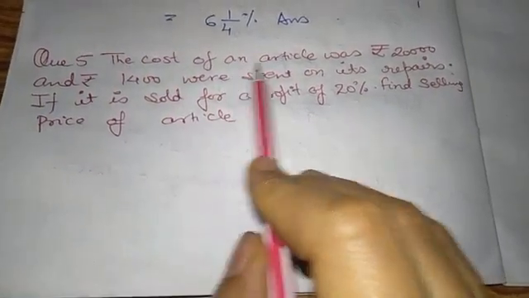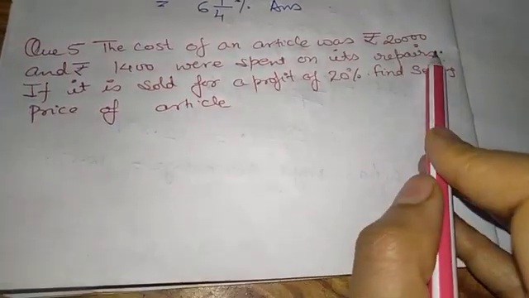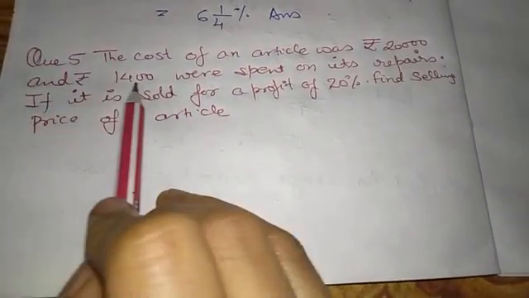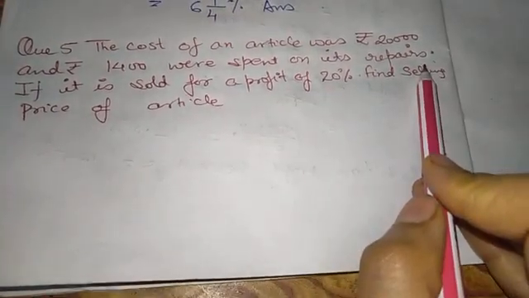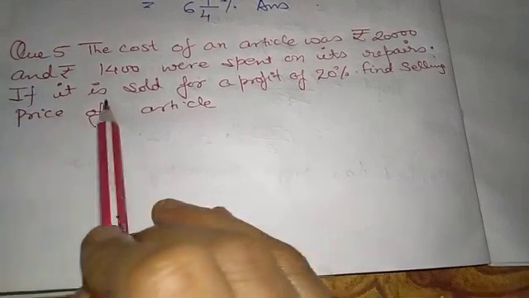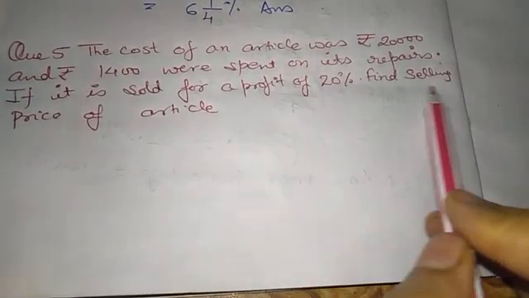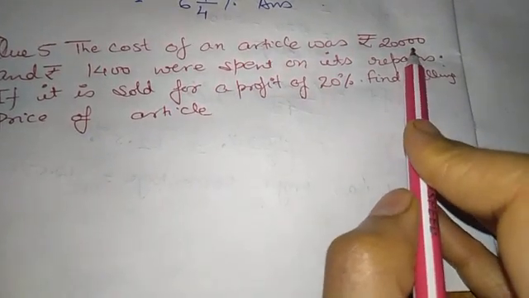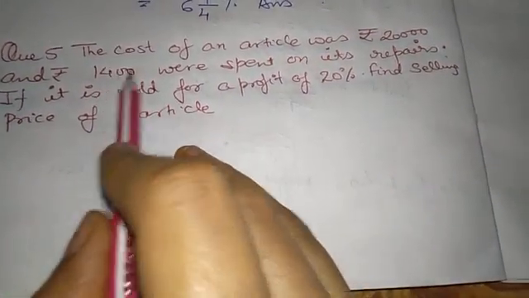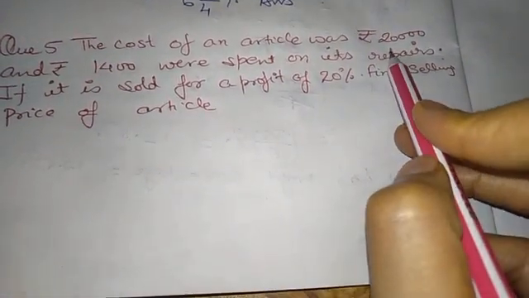Look at this another question. The cost of an article was rupees 20,000 and rupees 1400 were spent on its repair. If it is sold at a profit of 20%, find the selling price of the article. The cost of the article was 20,000 rupees and 1400 were spent on its repair.